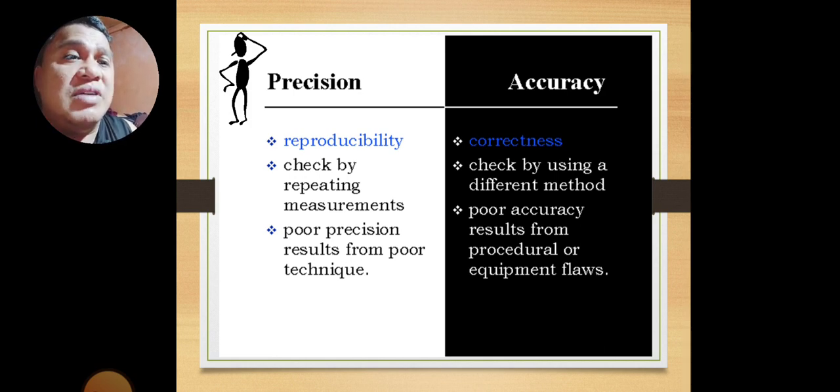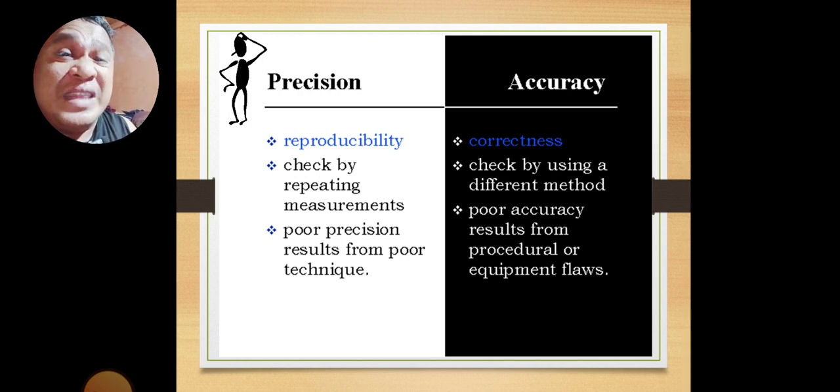And for accuracy, the correctness, you check by using a different method. Poor accuracy results from procedural or equipment flaws. Meaning to say, if you are not really accurate in your experiment because you are very far away from the accepted value, there's something wrong with your procedure or method, the way you handle and operate your experiment, because you did not get the best results and it's very far away from the true and accepted value.